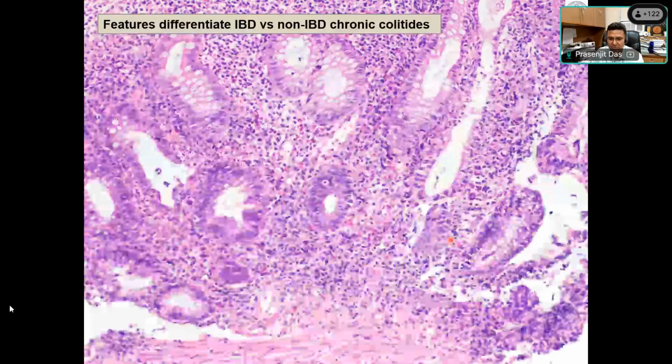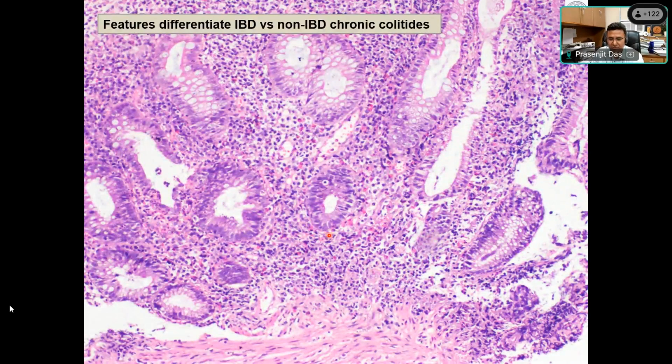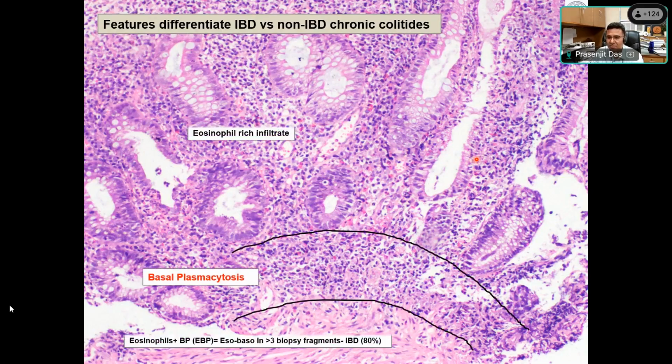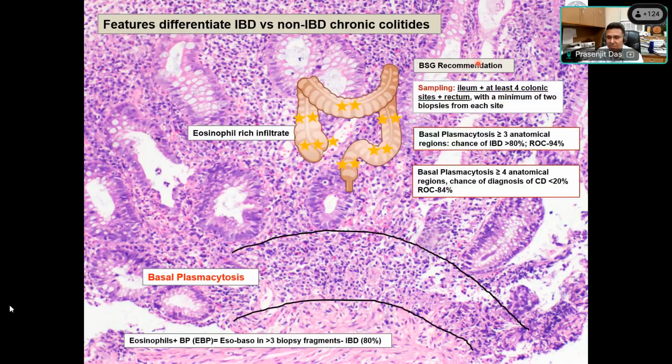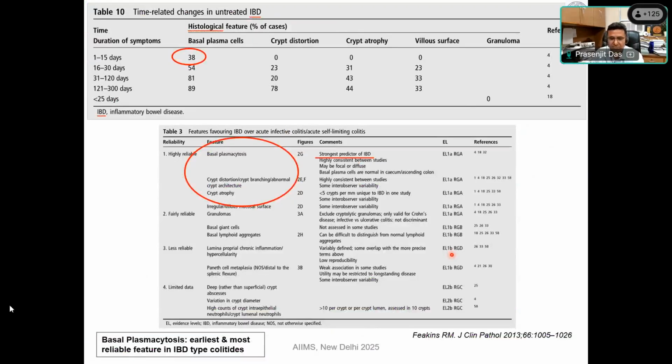And then we talked about the basal zone, which is created when there are short crypts. This zone will appear, and you will see a lot of plasma cells there. That is called basal plasmacytosis. And these are actually the eosinophilia. If you see them together, that will help you to ascertain if it is IBD or not. And there is the BSG recommendation. Also, we are near to publishing our recommendations. So this is a very strong finding which helps us differentiate IBD from non-IBD. So please try to look for this finding in all cases.